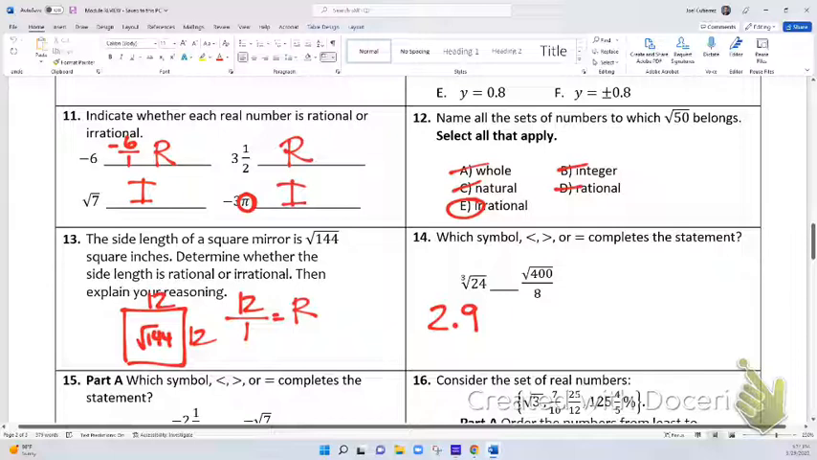And then on the other side, we do the square root of 400 divided by 8. First do the square root of 400, which ends up being 20. 20 divided by 8 ends up being 2.5. And when I compare both of those, I ask myself which one's bigger. 2.9 is obviously going to be bigger, so the sign here is the greater than sign. Okay?